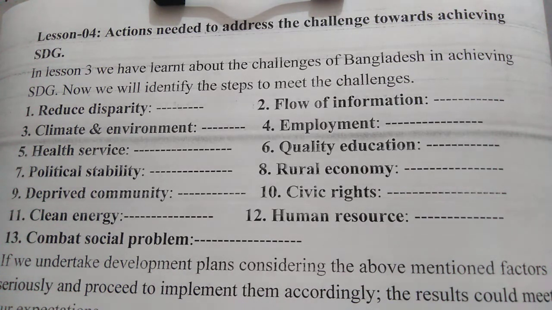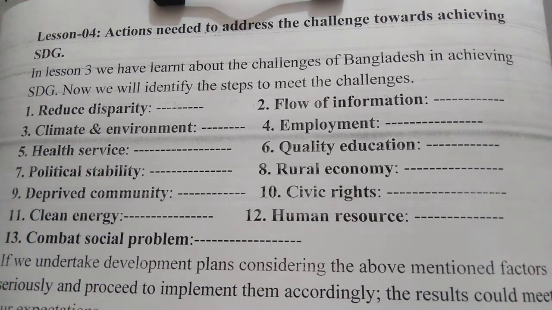Point 6, quality education. We have to ensure inclusive and equitable quality education for all. We must improve education and culture by giving more budgets in this sector. So if we want to succeed in achieving SDG, we have to promote quality education in our country.